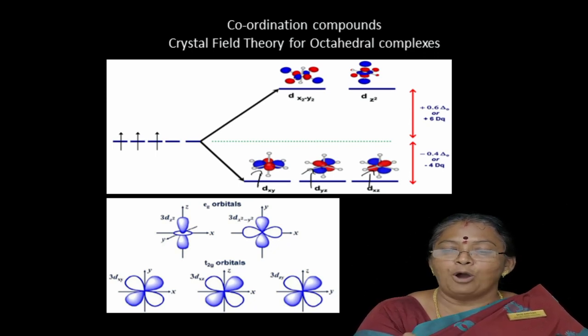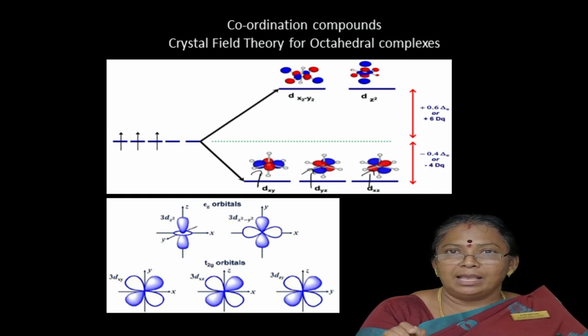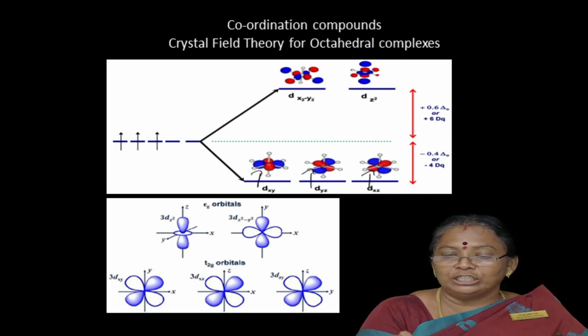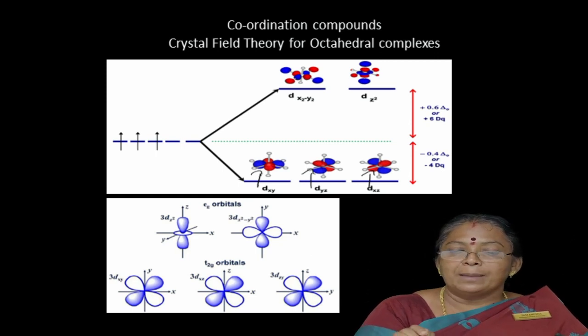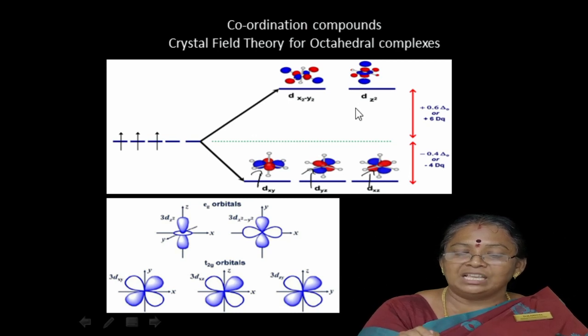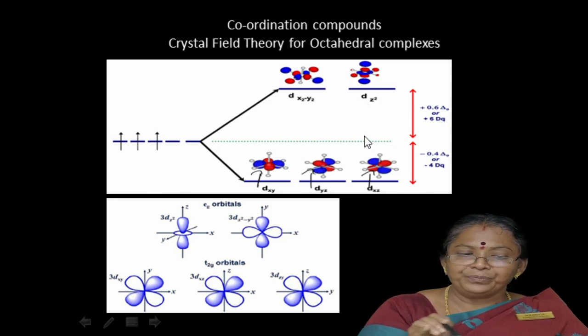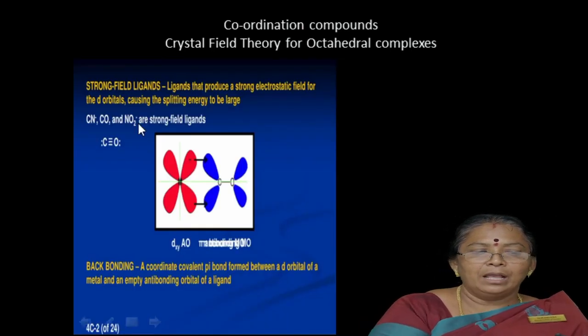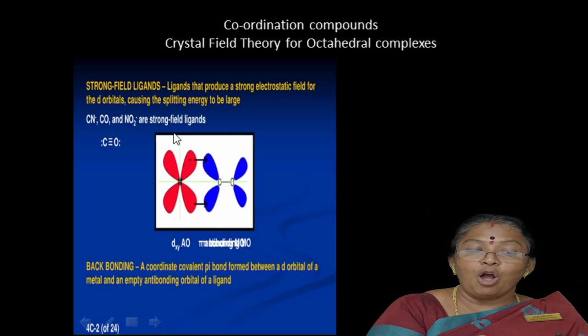That means plus 0.6 del octahedral energy is gained by these 2 orbitals, and minus 0.4 del octahedral energy is released by these 3 T2G orbitals, which go down from the ground state. At that time, an energy gap, that means the octahedral energy, this is the crystal field stabilization energy, is formed in the metal ion. Cyanide, carbonyl, nitrate are the strong field ligands.